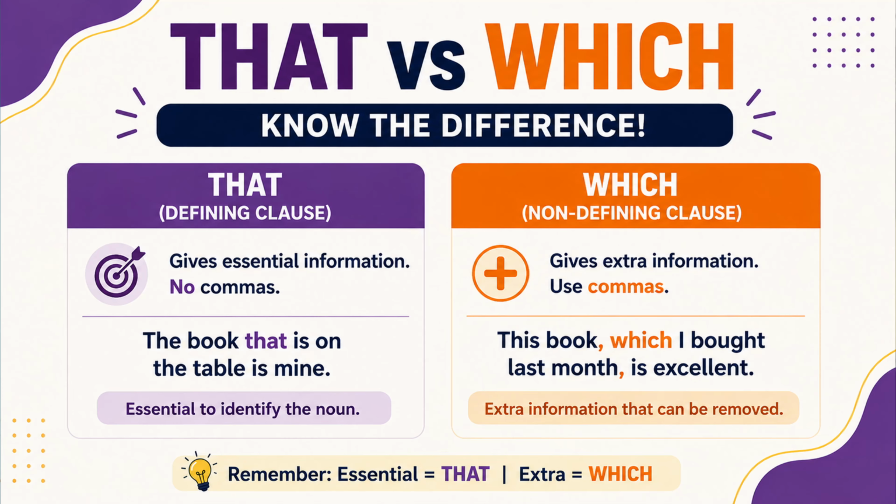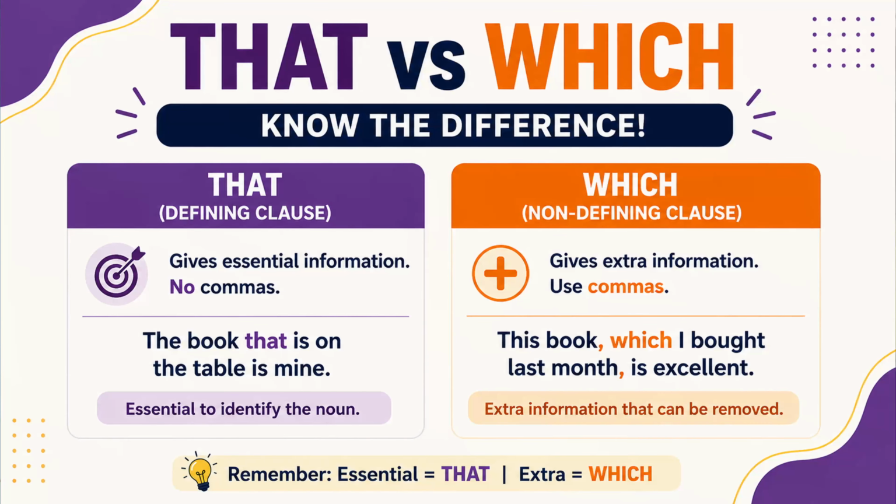It's used in defining clauses, clauses that are essential to the meaning of the sentence. The pen that I lost was a gift from my father. This is essential information. Which pen? The one I lost. Here's an important distinction between which and that. That introduces defining clauses, information essential to identify the noun. No commas. Which introduces non-defining clauses, additional information that could be removed without changing the core meaning. Set off with commas. The book that is on the table is mine.